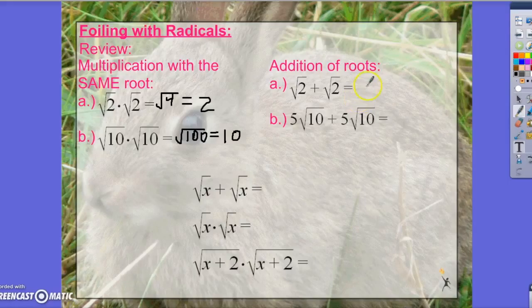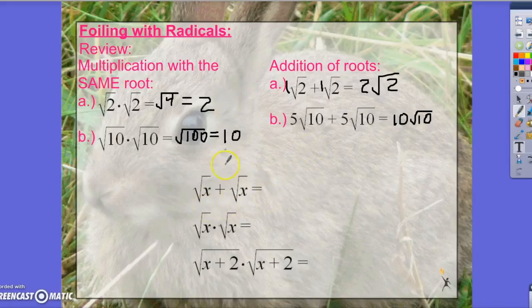Addition of roots, square root of 2 plus square root of 2. Don't forget, it's 2 root of 2. We have to have the same number inside the root, same root. We add the coefficients. There's really a 1 here and here. And then that would give us what? 5 plus 5 is 10 root of 10. The reason why we're going over these is it's going to help us when we have to FOIL or multiply some of our other problems.